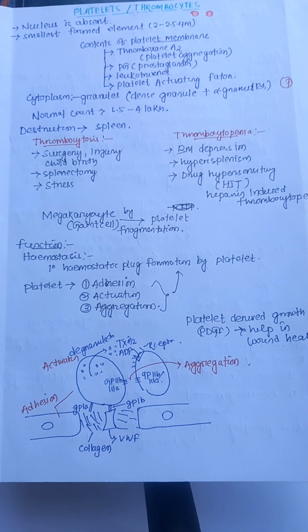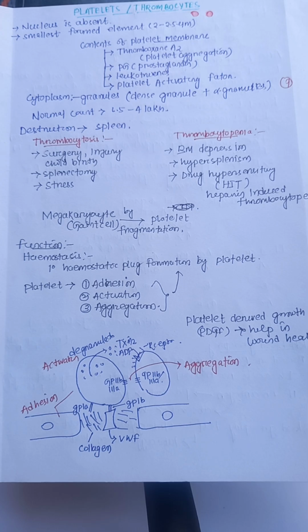And if we talk about the content of platelets, the membrane has thromboxane A2, prostaglandin, leukotrienes, and platelet activating factors. The cytoplasm contains granules, dense and alpha granules. Normal count is 1.5 to 4 lakhs. Okay, and the destruction takes place in the spleen, like other cells of the blood.